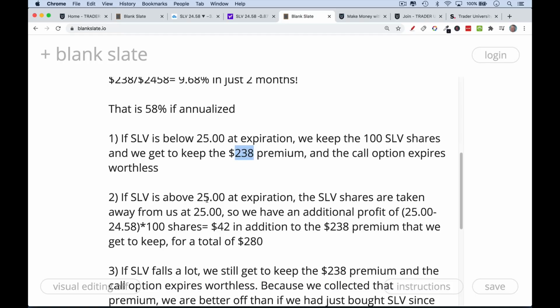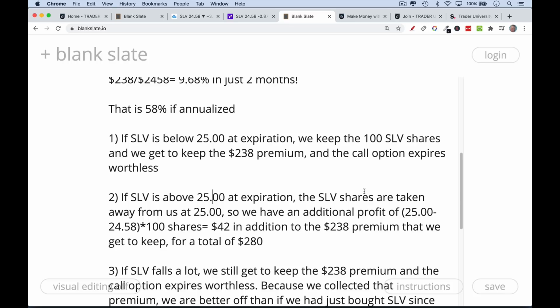Now, what happens if SLV is above 25 at expiration? Well, in that case, the 100 SLV shares we have are called away, because by writing a call option, we've given someone else the right to call away our shares, and they will indeed be called away or taken from us at 25, assuming that SLV is above 25 at expiration. If it's right at 25, I believe the call will still expire worthless because it will have a zero value and no one's going to call it away. So basically, if SLV is at 25.01 or more, this is what will happen.